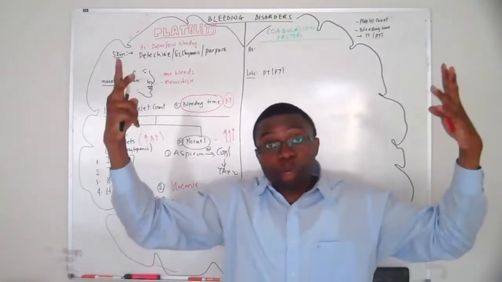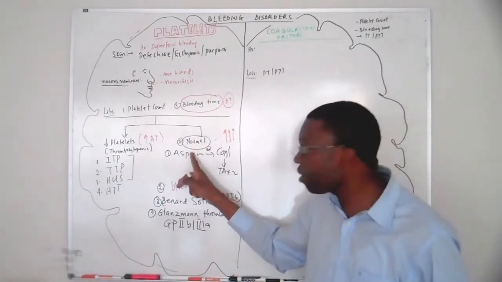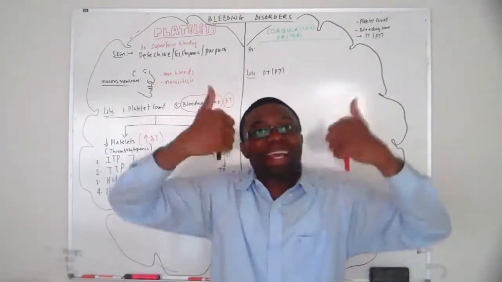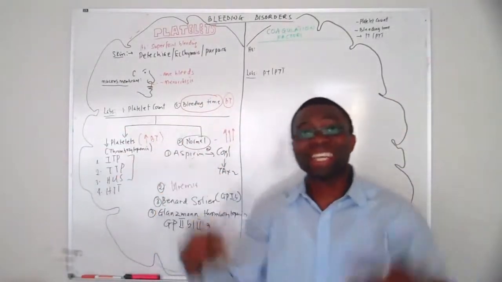And if they're not there, oops, but look at it. My platelet count is still normal. But what's going to happen with bleeding time? It's going to be high because I'm going to keep bleeding because there's no platelet to stick to each other.